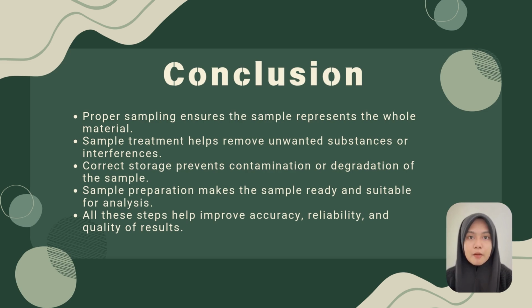In conclusion, proper sampling ensures that the portion taken truly reflects the entire material, reducing bias and increasing representativeness. Sample treatment plays a vital role in removing impurities or interfering substances that may affect the analysis. Correct storage conditions help prevent contamination or degradation, preserving the sample's original quality. Meanwhile, sample preparation ensures the material is in the right form and condition for accurate testing. Together, these steps enhance the accuracy, consistency, and overall reliability of analytical results.